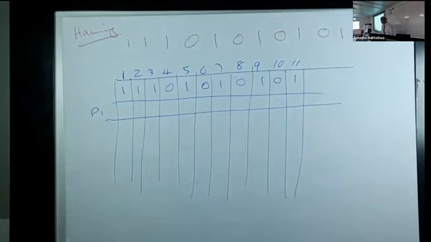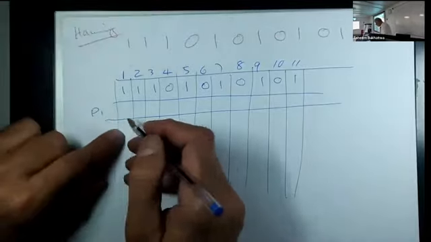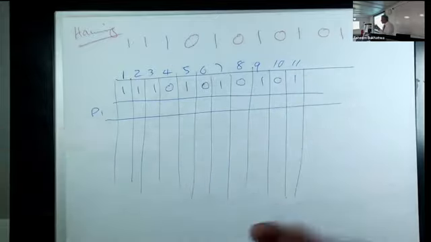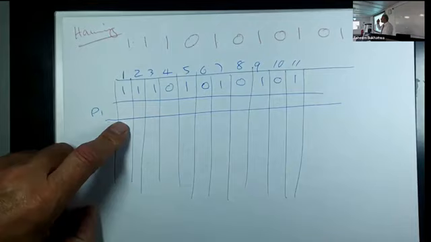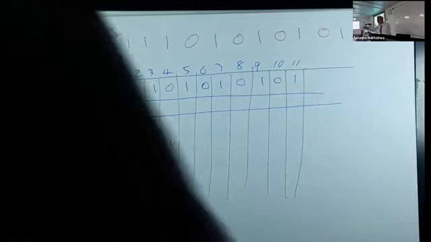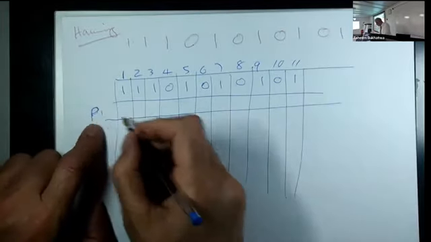Now, who's going to read me all the bits involved in parity 1? Are you okay in the corner there? Just give me the column position. What column positions are grouped with parity 1? I can't hear. Start. What columns make up the group with parity 1?